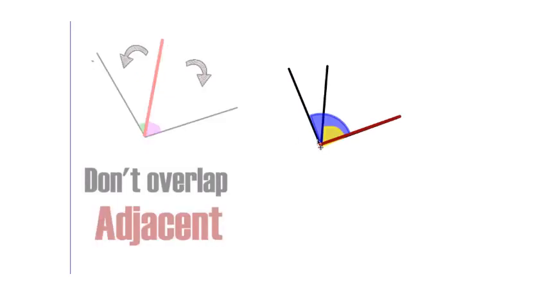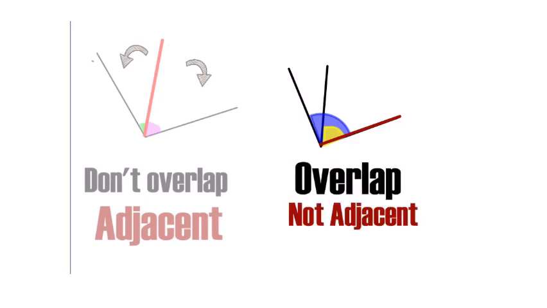But if we take another example, this is the common side, we have the yellow angle and the blue angle. We can notice that both angles are on the same side of the common side. Both are to the left or both are to the right of the common side. So we say they overlap. It means they're not adjacent.